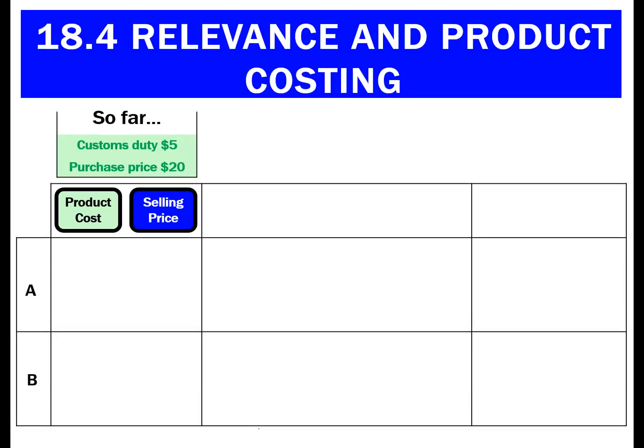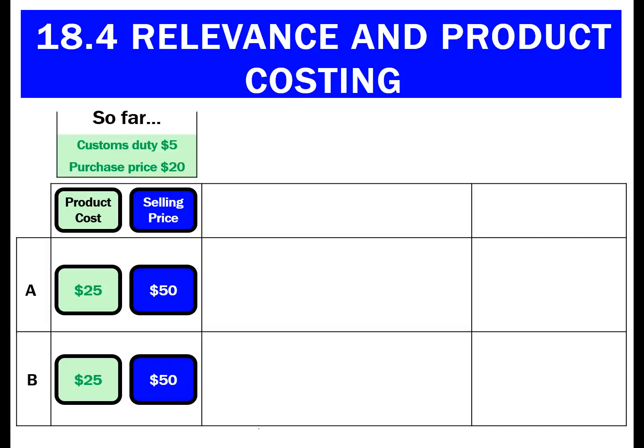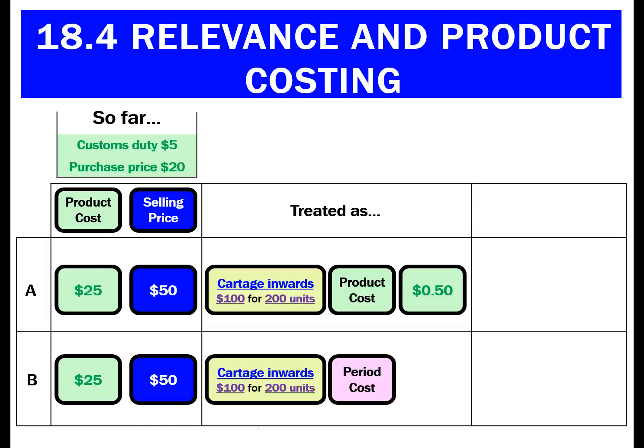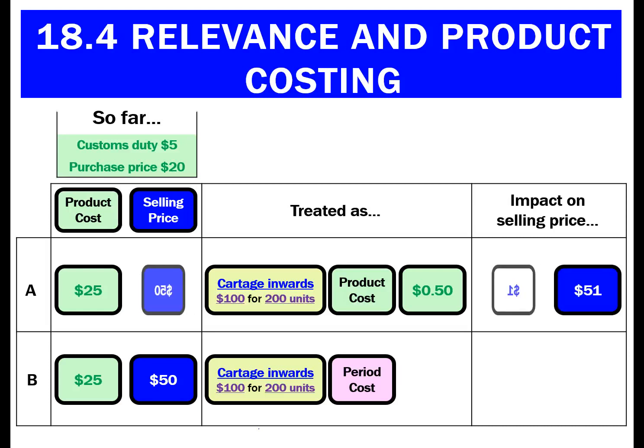By the time we got to the cartage inwards, business A had product cost of $25, which meant the selling price was $50. Business B had product cost of $25, which meant the selling price was $50. Now, how do we treat the cartage inwards? $100 for 200 units. Business A called it a product cost of 50 cents. Business B called it a period cost, so it didn't attach itself to the cost of the stock at all. That meant when we sold it, business A ended up with an extra $1 on top of its sale price.